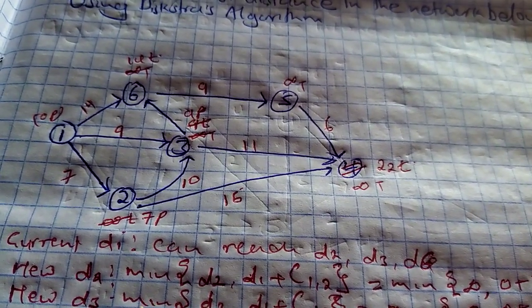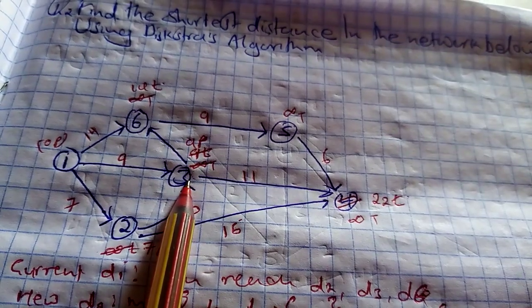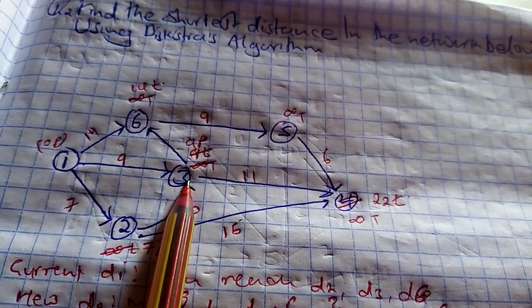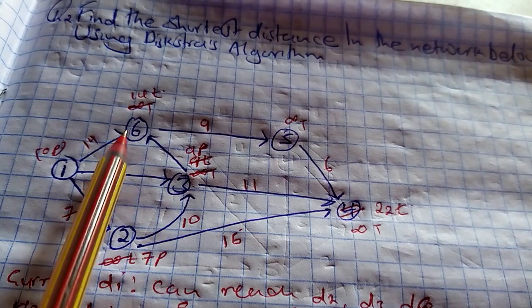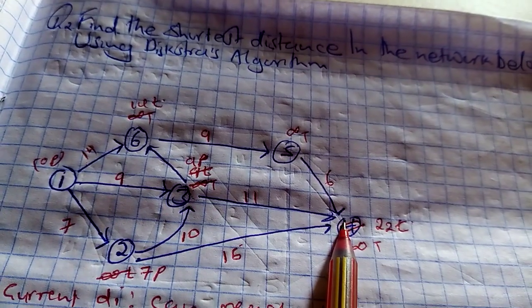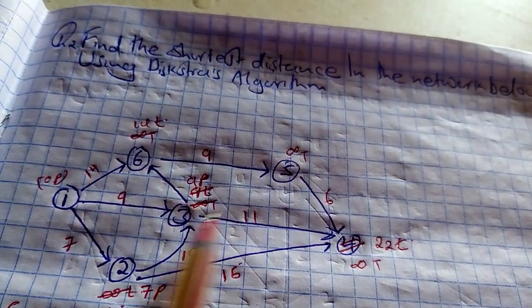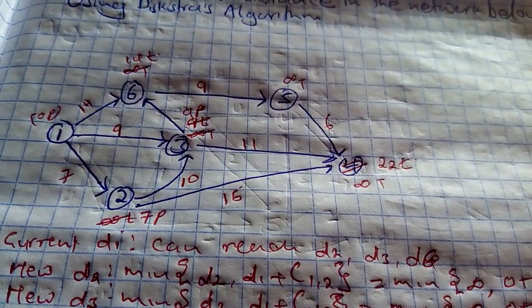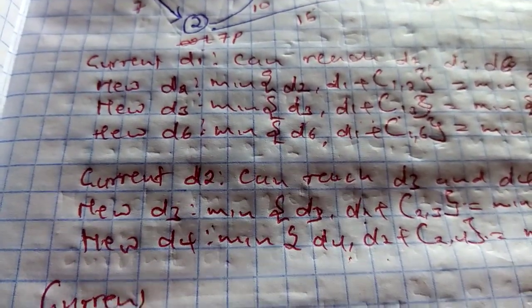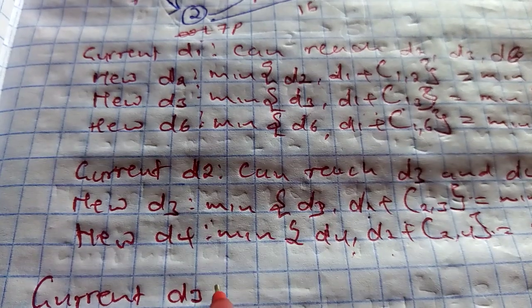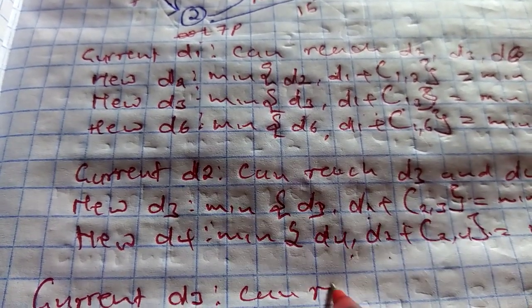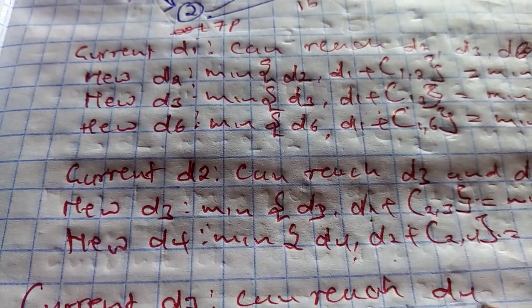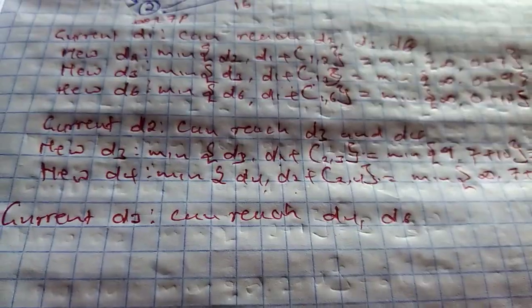So this means that now our current is at d3, and from d3 we can reach d6 and d4. So current is d3, can reach d4 and d6.